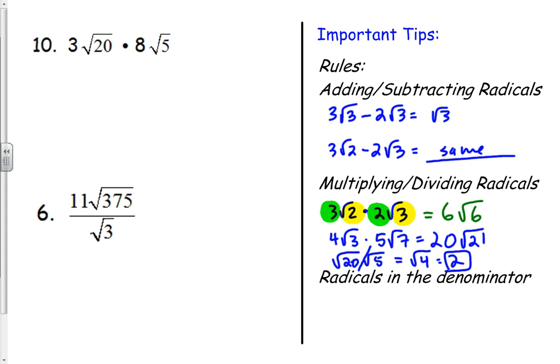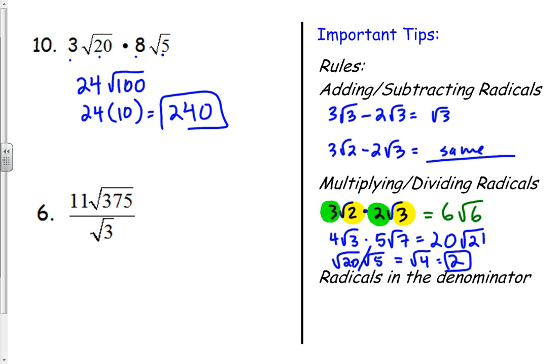All right, so we're going to look at a couple problems here, and hopefully you can see some of these properties at play. The first one, I got 3 root 20 times 8 root 5. Well, 3 times 8 is 24. Root 20 times root 5 is root 100. Well, that's kind of nice because the square root of 100 is simply 10. And very quickly you can see that without much work you get 240. You just got to know your properties.